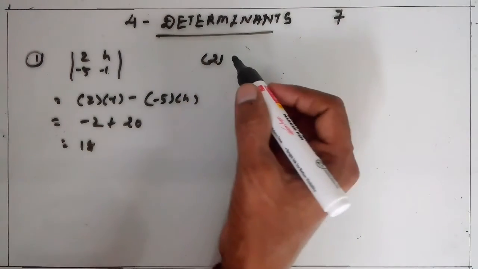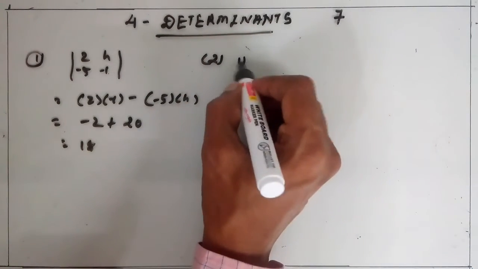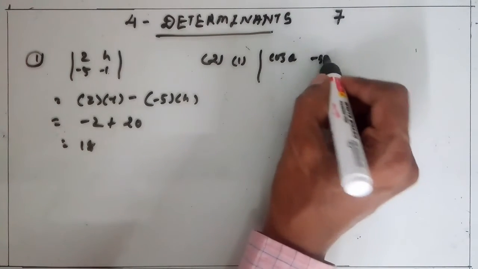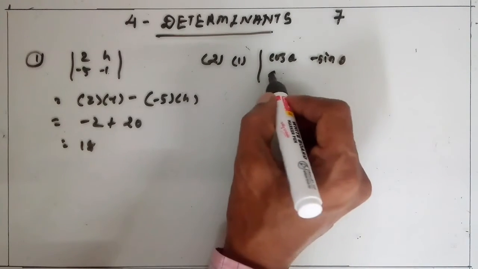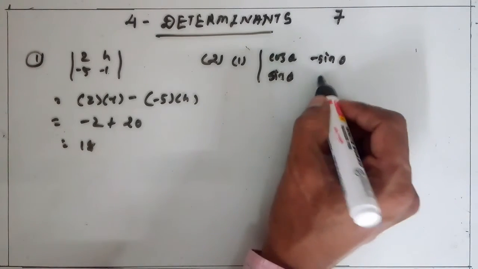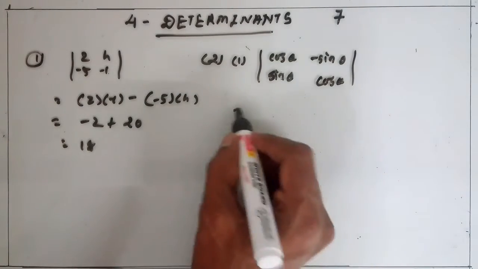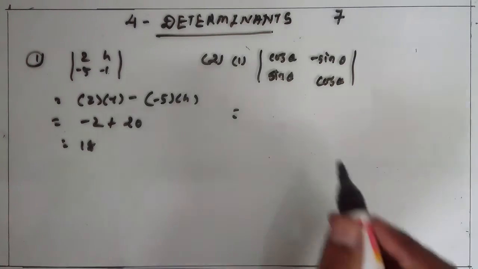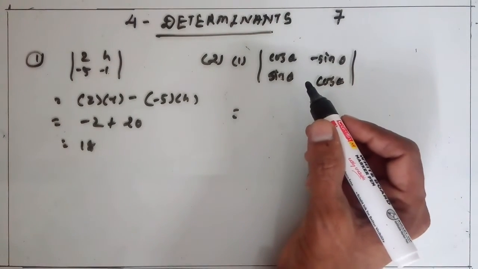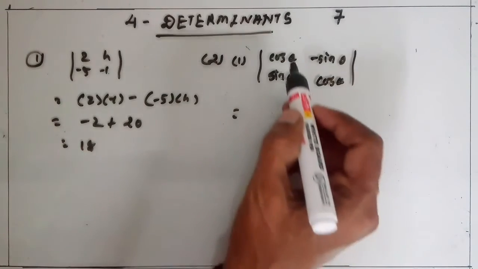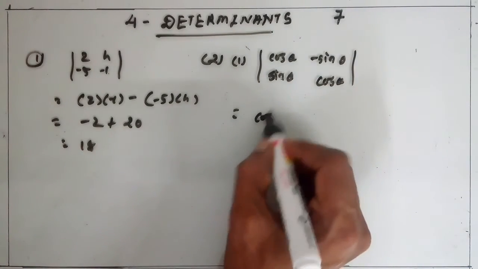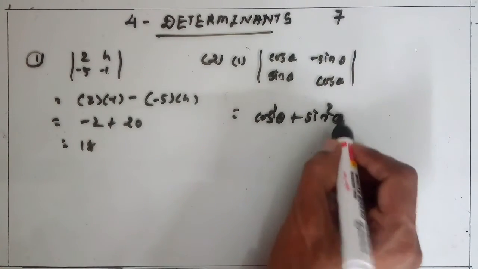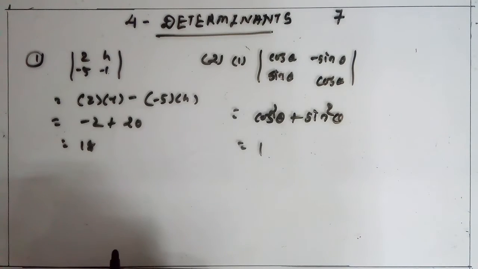Number 2: first, cos theta, minus sin theta, sin theta, cos theta. So you know how to solve this, that is, get the value of a second order determinant. Product of these two, cos theta into cos theta, minus minus plus sin theta into sin theta, and this is an identity, value is 1.